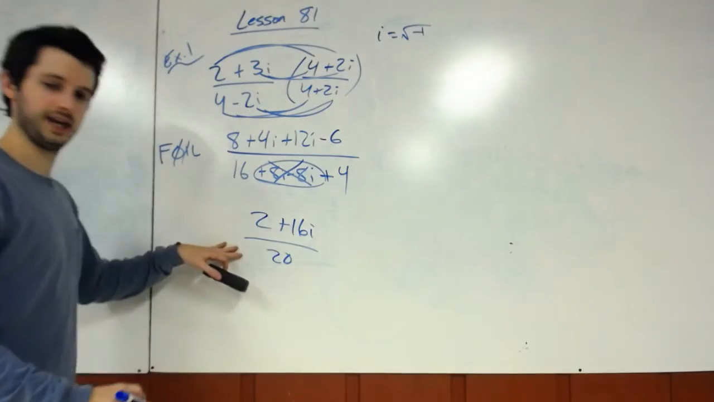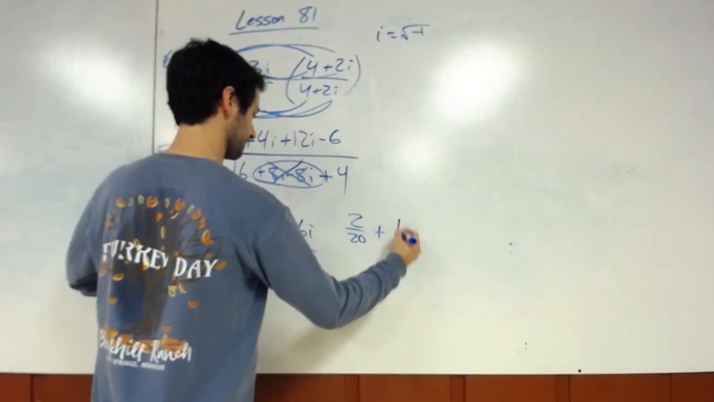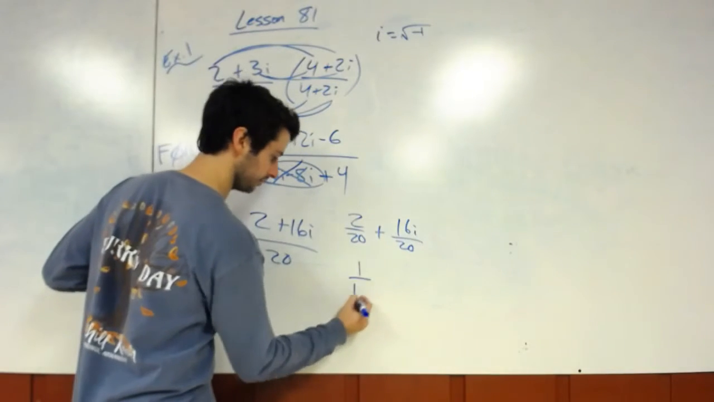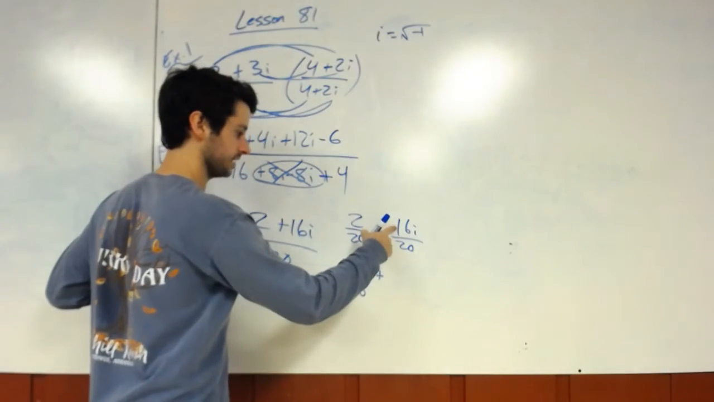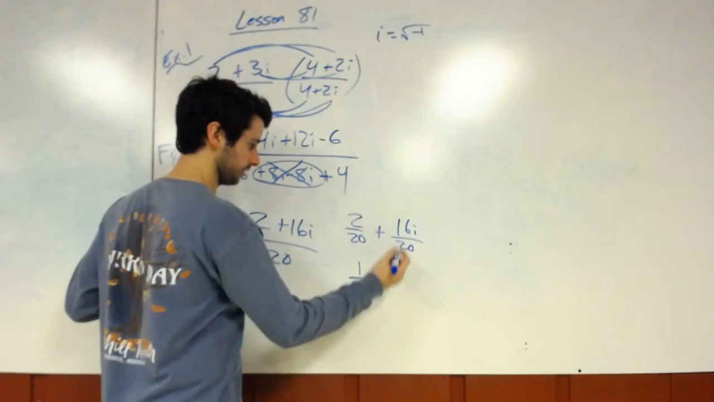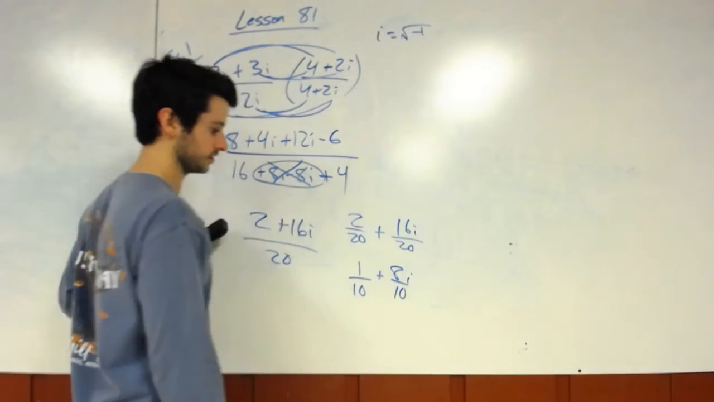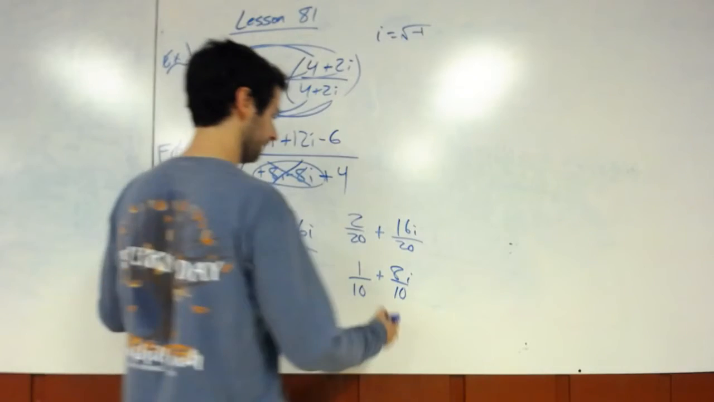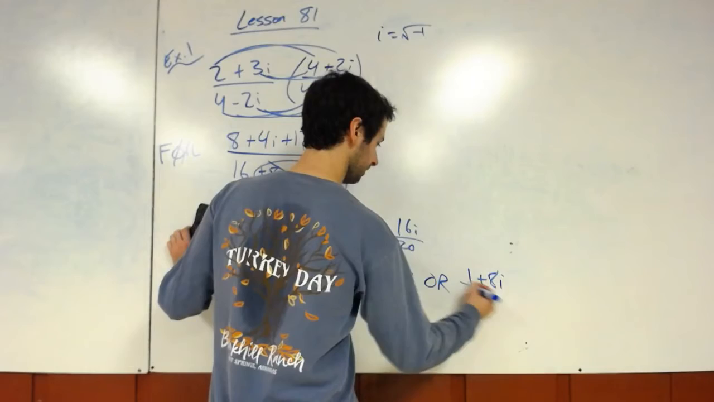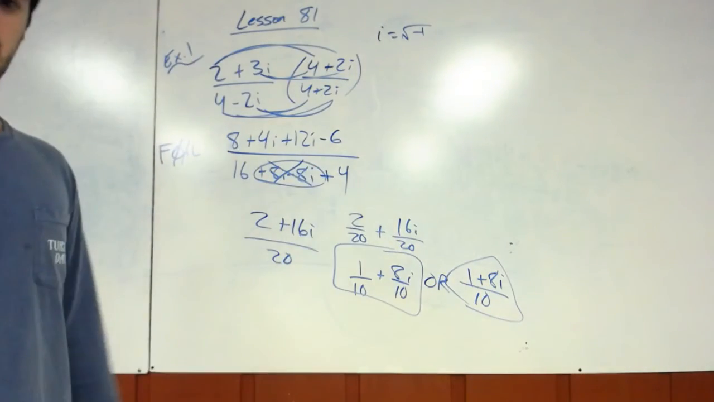We can reduce this. This is the same as saying 2 over 20 plus 16i over 20. So 2 over 20 reduces to 1/10. For 16i over 20, 2 goes into that, giving 8i over 10. So you could say 1/10 plus 8i over 10, or you could say 1 plus 8i over 10 like that. These are the same thing, and that is all there is to complex numbers.